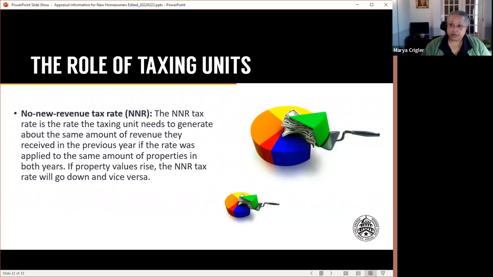And that's the tax rate that they need to generate the same amount of revenue that they had received in the previous year. So if appraised values go up, that no new revenue rate will go down because you want to generate the exact same amount of revenue. Or if appraised values go down, that no new revenue rate might go up. So again, it's kind of like a reset button on the tax rate. That no new revenue rate is the starting point each year based on the certified values. And again, it's the starting point to get them the same amount of money in the current year that they received in the previous year.